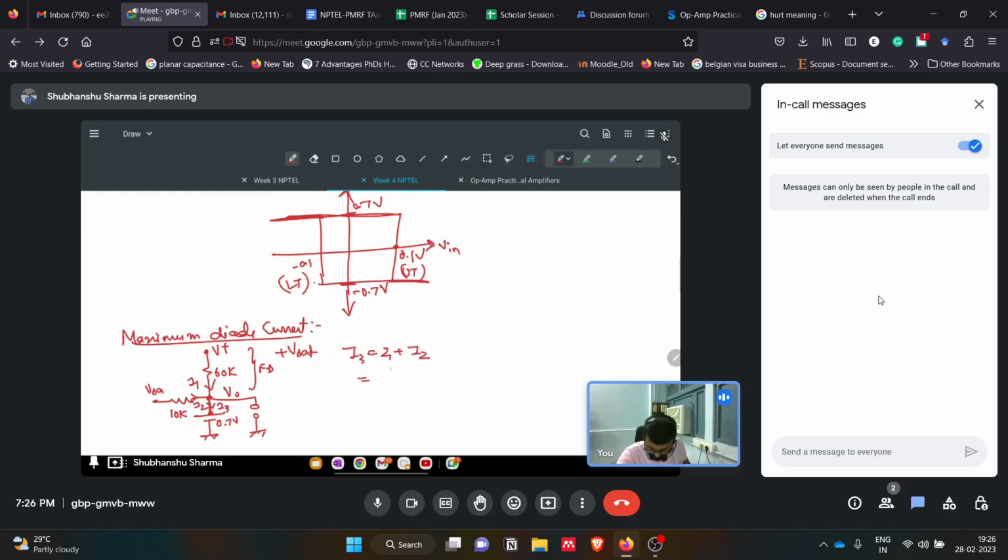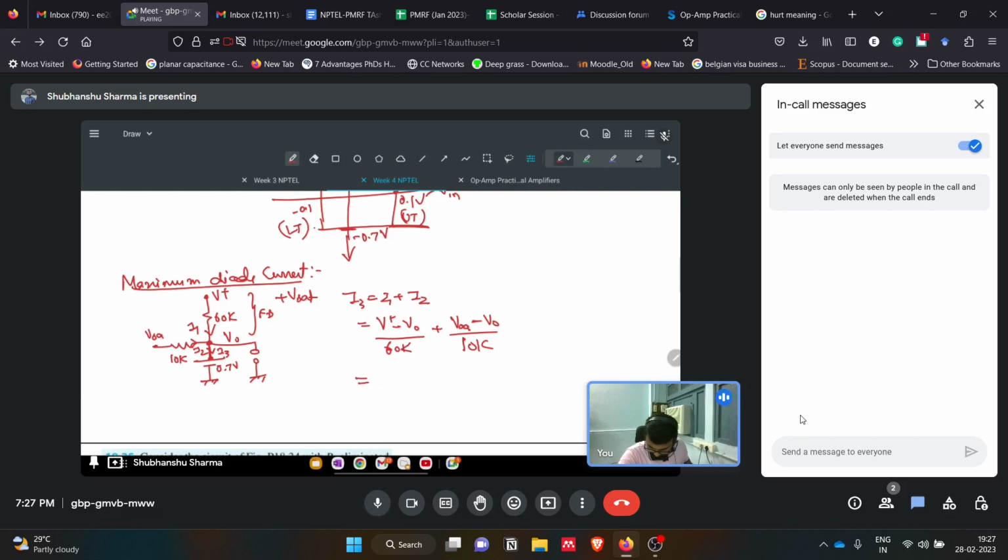So what will be I1? I1 will be V plus minus V naught by 60k, and I2 will be VOA minus V naught by 10k. Okay. So we can substitute this, because we are talking about plus V sat.